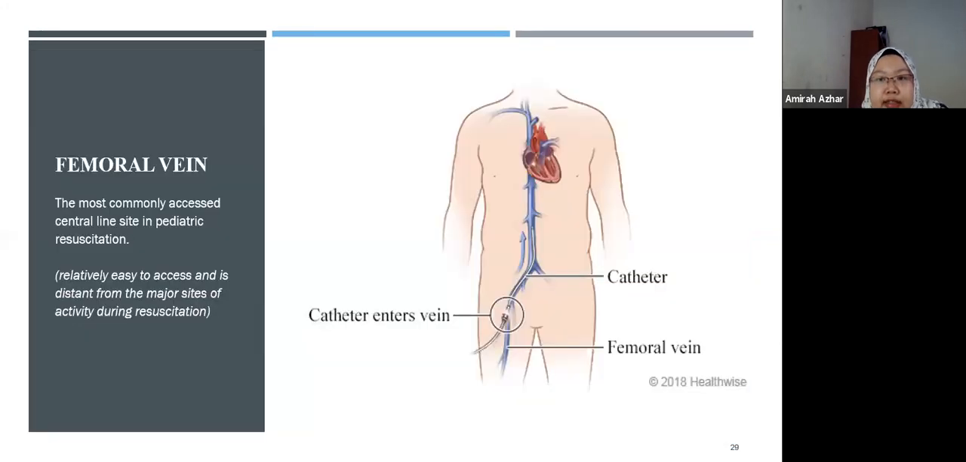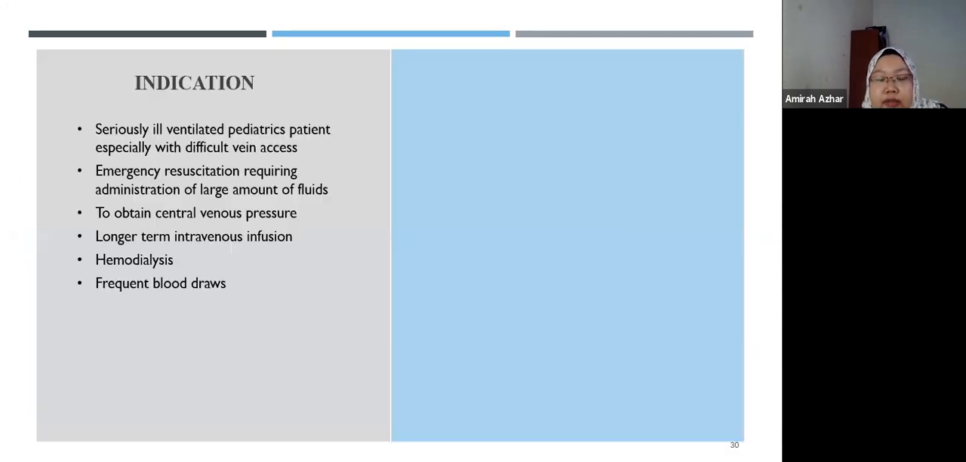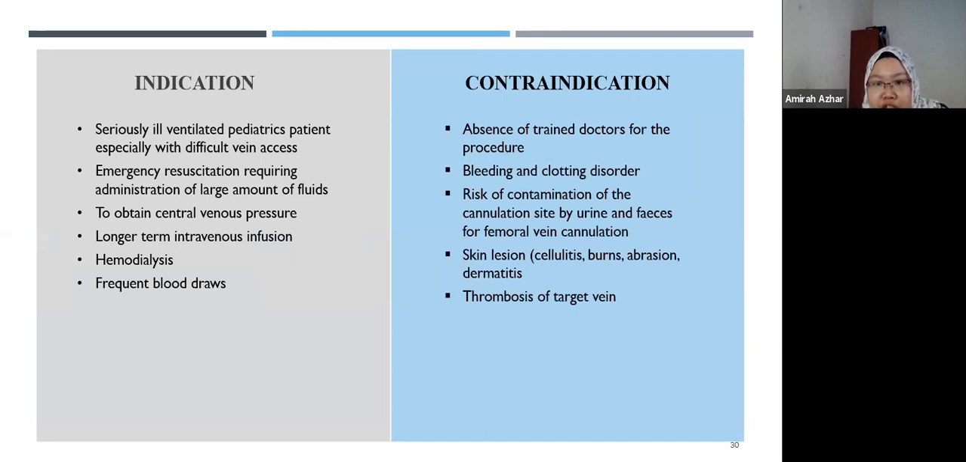Okay, next. All right, the second one is the femoral vein. As you can see in the picture, the catheter is placed at your femoral vein; this is the most common central line access in pediatric resuscitation. Next. For indications, it is quite similar. However, this procedure is important in patients who are seriously ill, ventilated pediatrics, and who have difficulty in vein access, and it is important in emergency resuscitation. The femoral vein is also common for frequent blood draws. However, the contraindications are similar to the PICC, and it is important that a trained doctor do this procedure.